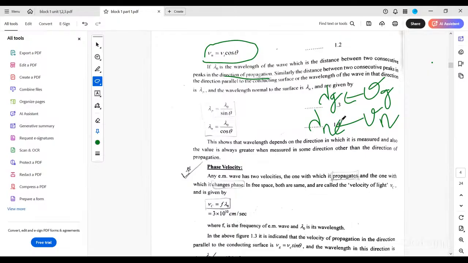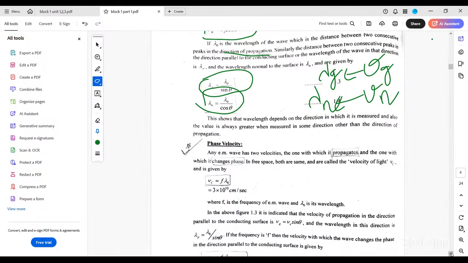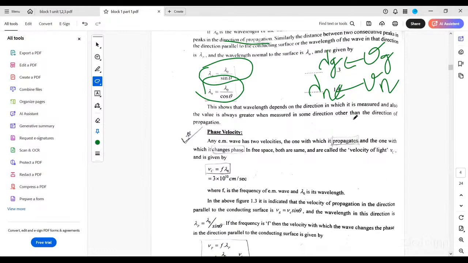Writing two formulas. What is the lambda p formula? Lambda p equal to lambda naught by sin theta. Another formula, lambda n equal to lambda naught by cos theta. From this, we can measure the wavelengths across the direction of propagation.